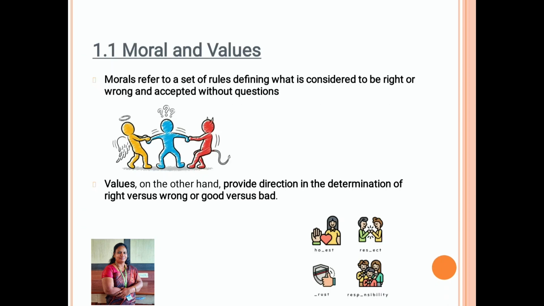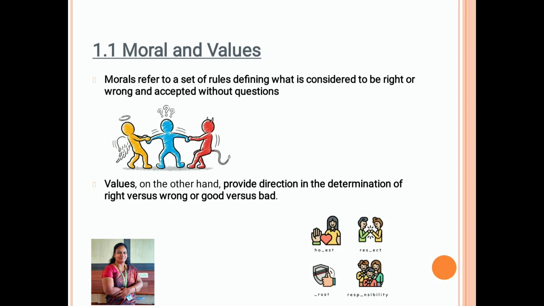With no further delay, we move on to topic 1, that is moral and values. According to Charles Colson, morality describes what is, whereas ethics describes what ought to be. Fundamentally, morals refers to a set of rules defining what is considered to be right or wrong and accepted without questions. These rules are typically defined by society. If someone breaks such a rule, then he is typically considered to have been bad or immoral.